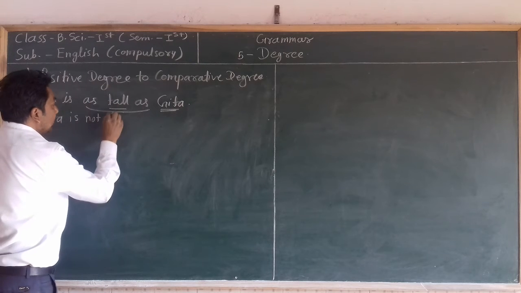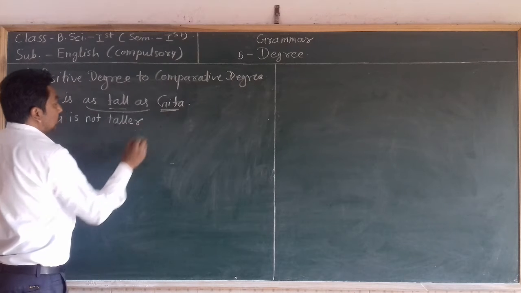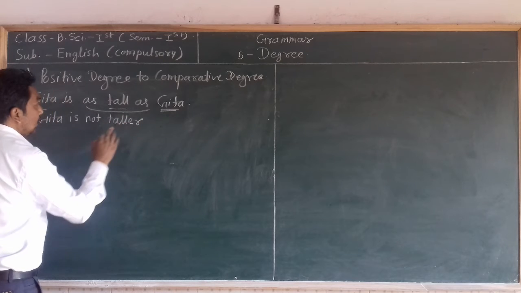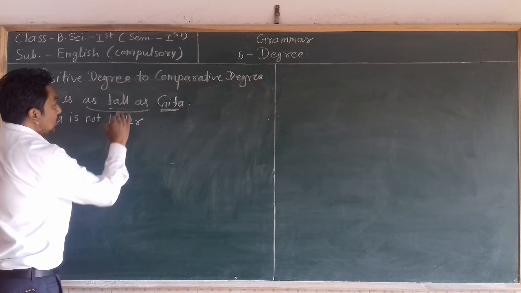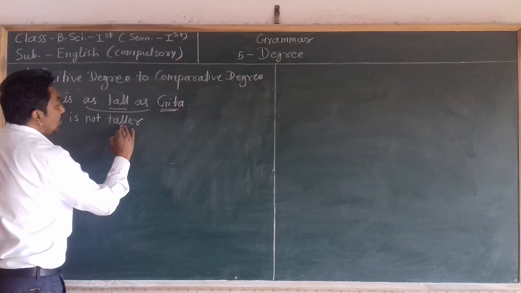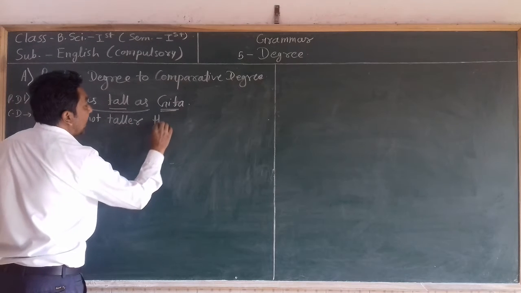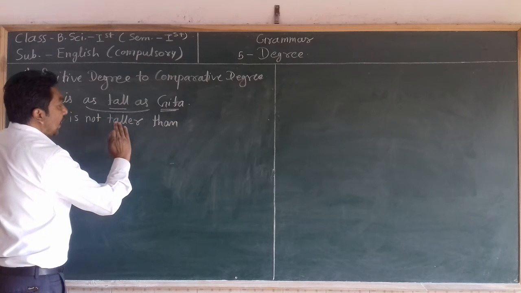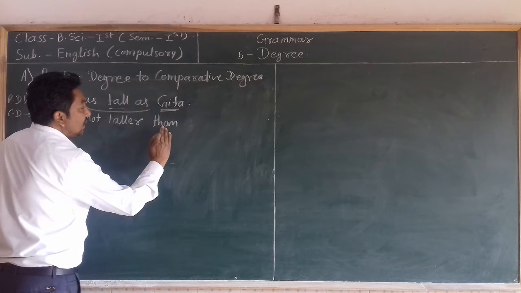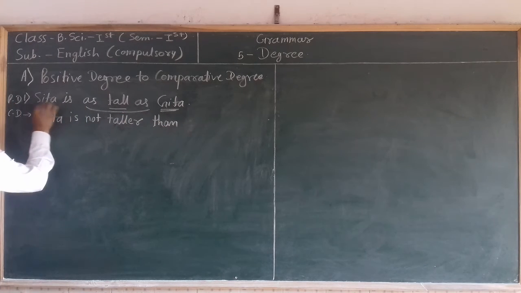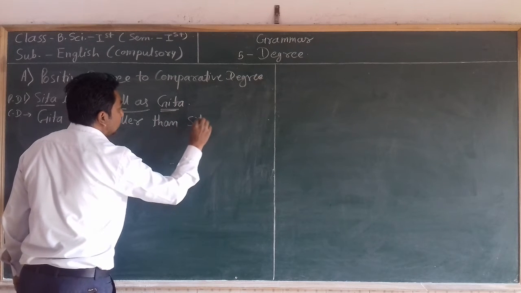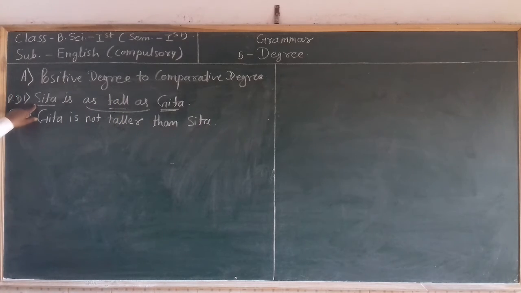So what is the comparative degree form? Tall, taller. After this changing of the adjective word into comparative degree, take than in front of it. Always remember, in comparative degree, after the adjective word we need to use this word, than. Then take the positive degree subject as the object. So in this way, we can transform this positive degree sentence to the comparative degree sentence.